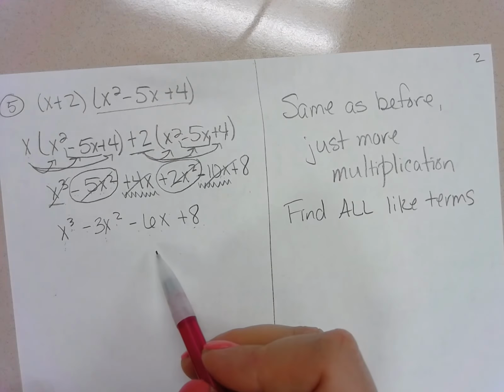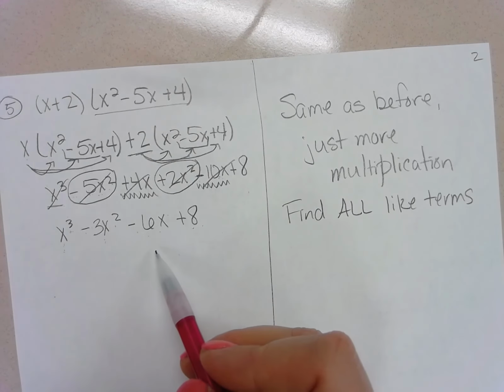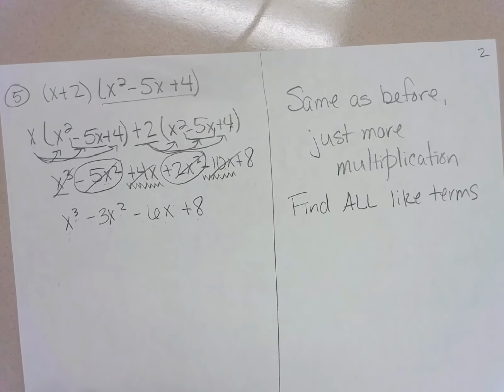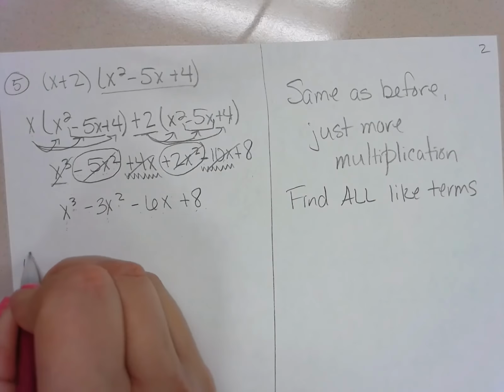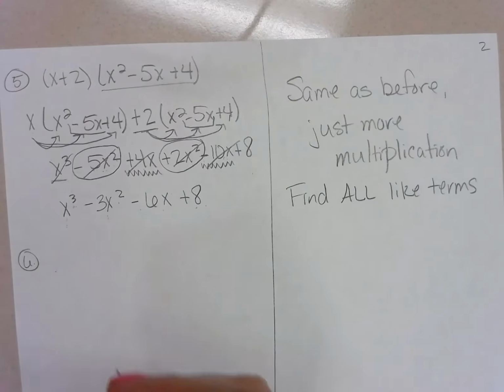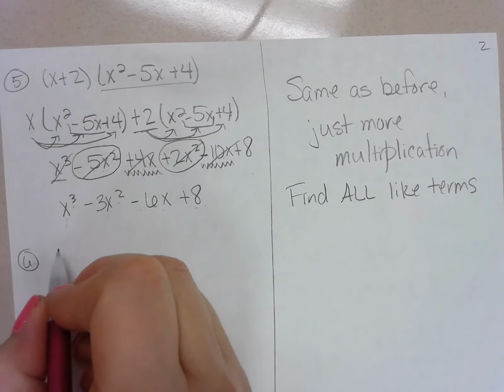If you've got more than one variable in your problem, you're going to put your variables not only in order by their exponents, but you're also going to put them in alphabetical order. But you're probably not going to see that for quite a while. In just this simple multiplication, we only use one exponent in these problems. So let's do another big problem like that.